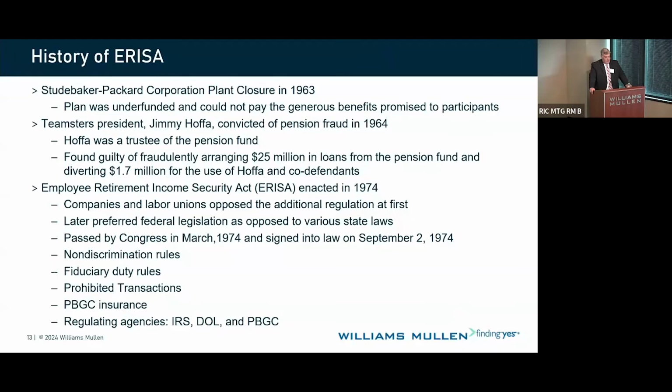11 years later. And another event that led to ERISA was Jimmy Hoffa being convicted of pension fraud in 1964, where he was a trustee of the Teamsters Pension Fund, and he was found guilty of fraudulently arranging $25 million, and of course, this is in 1960s dollars, $25 million in loans from the pension fund and diverting $1.7 million for the use of Hoffa and his cronies, his co-defendants.